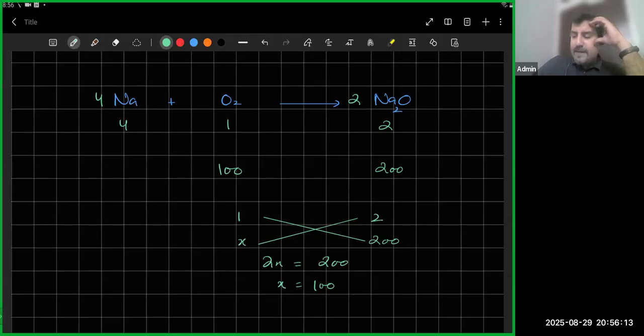And if I want to figure out what is the amount of sodium that would be required to make 200 sodium oxides, what is it? It's 2:4. So it doubles, right? To make 2 you need 4. So for 200, you would require 400 sodiums, okay?